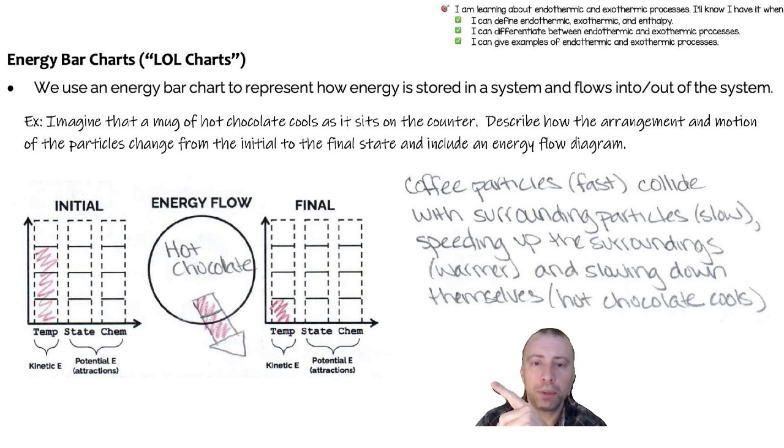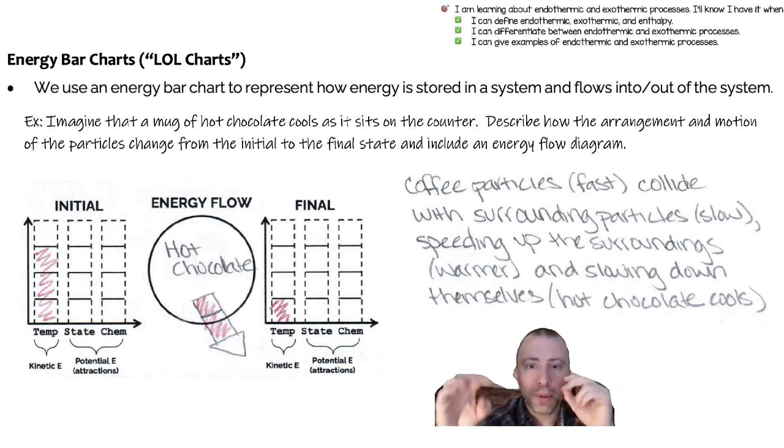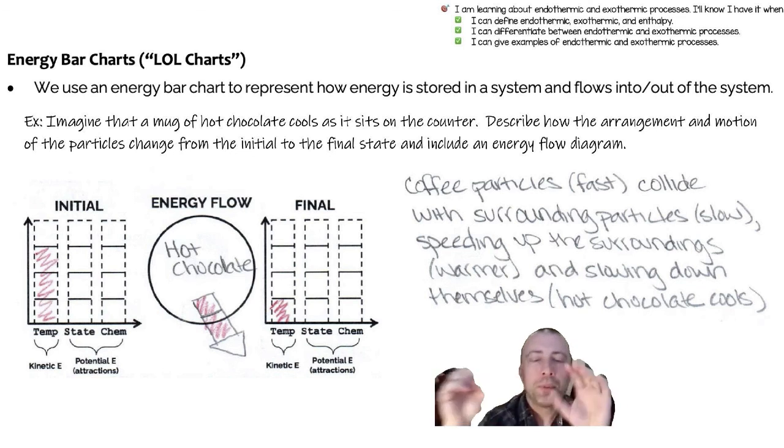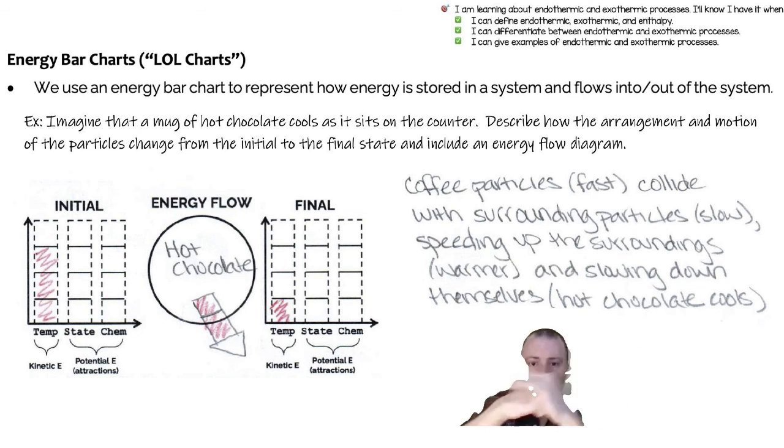And so we could put that into words up here. Coffee particles, which are moving fast, right, because they're hot, they collide with the surrounding particles. Could be the cup, could be the air, but those are going slower. And so in the collision, imagine like on a pool table, the cue ball, it will collide into the surroundings, and so it will make the surrounding molecules faster, and it'll slow down themselves, making them slower. So the hot chocolate will cool down as its molecules go slower.